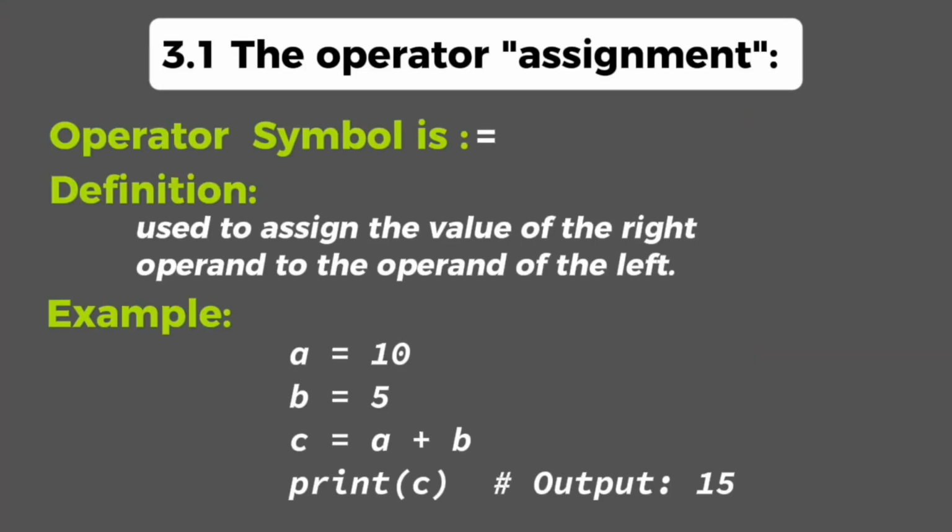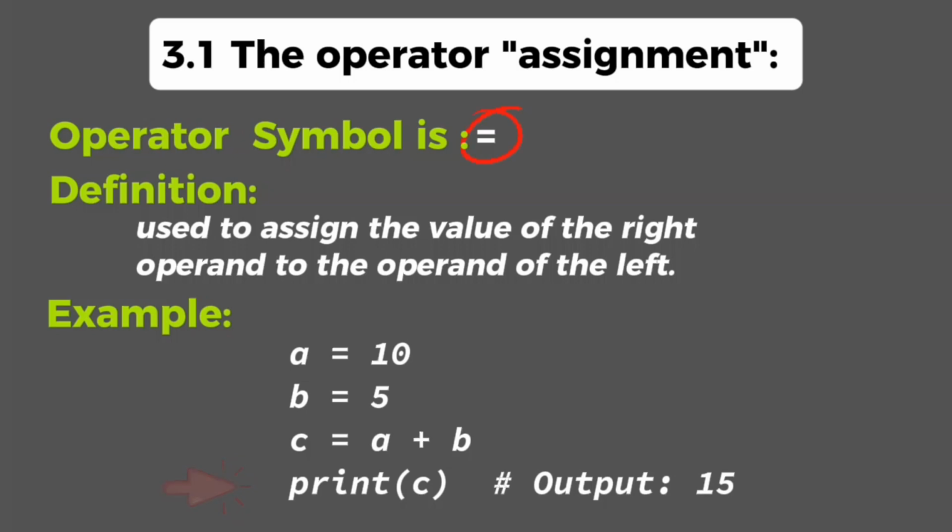The assignment operator tells Python to store the value on the right side in the variable on the left. Let's walk through this basic Python code step by step. First, we assign the value 10 to the variable a. Next, we assign the value 5 to the variable b. Then we add the values of a and b, which is 10 plus 5, and store the result in a new variable c. Finally, we use the print function to display the value of c. So the output of this code will be 15.